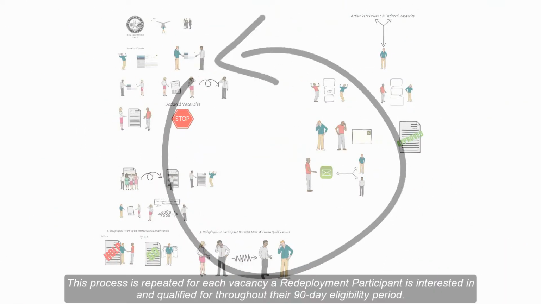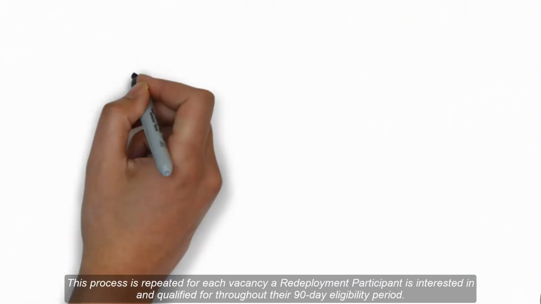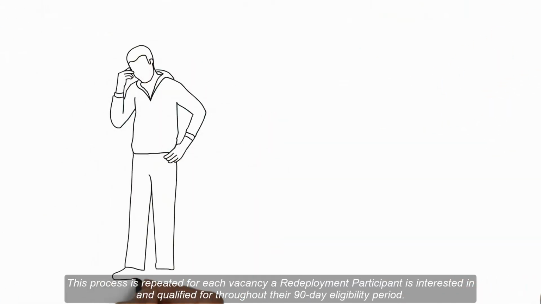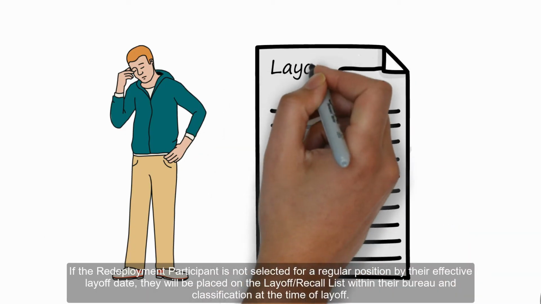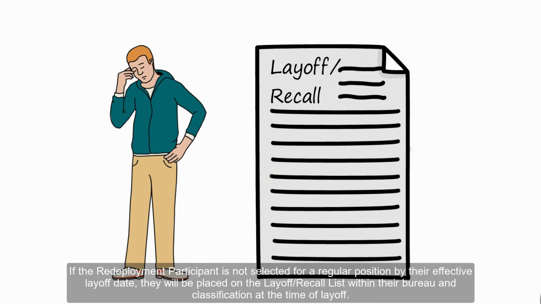This process is repeated for each vacancy a redeployment participant is interested in and qualified for throughout their 90-day eligibility period. If the redeployment participant is not selected for a regular position by their effective layoff date, they will be placed on the layoff recall list within their bureau and classification at the time of layoff.